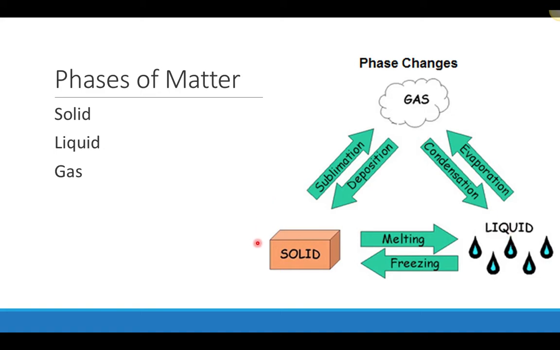And we actually can go directly from a solid to a gas, or from a gas to a solid. And these don't happen very frequently, and we usually don't talk about them much, but we have sublimation and deposition. So we're really not going to focus much on this one, but we are going to focus on transitioning from a solid to a liquid and a liquid to a gas, and of course vice versa.